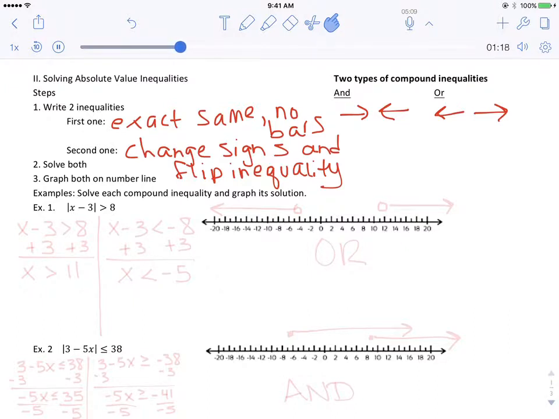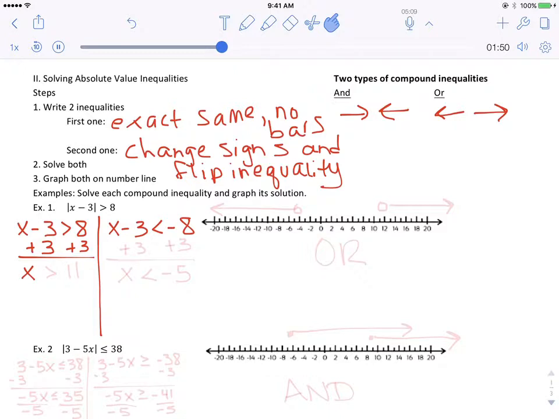Step 1 is to first write your first equation without the absolute value bars, keeping the inequality the same. In the second equation, we're going to write it without the absolute value bars, but we're going to flip the inequality symbol and change the sign on our answer. Once we have written both of our statements, we will solve the equations just like we would on anything else.